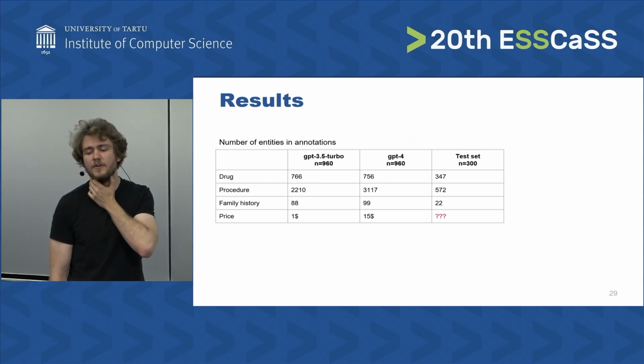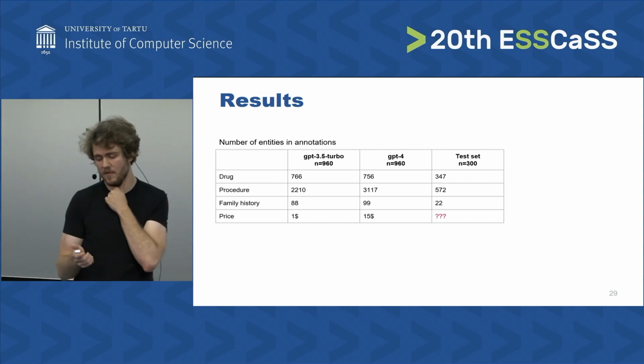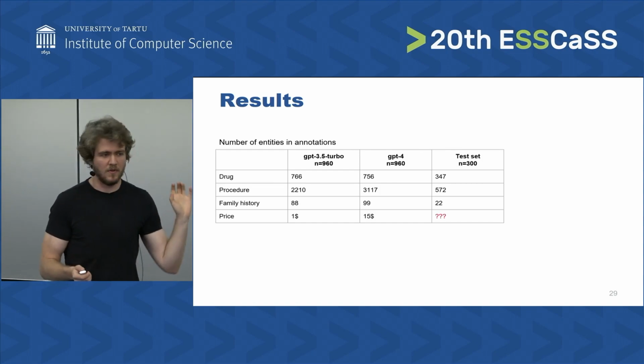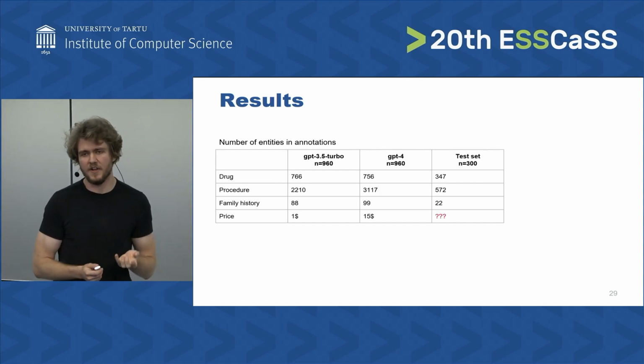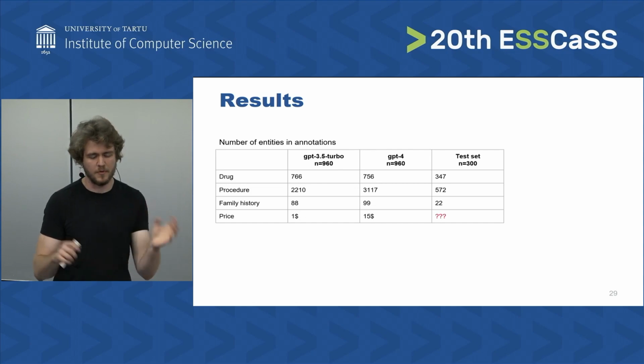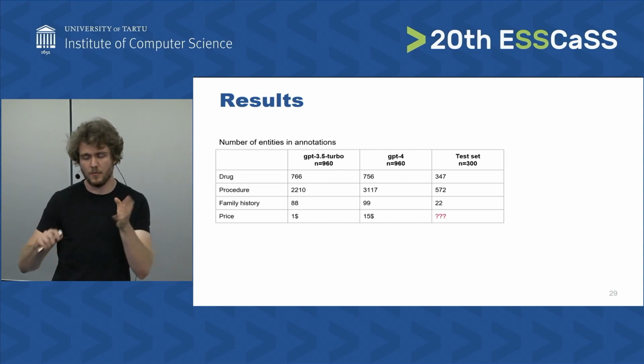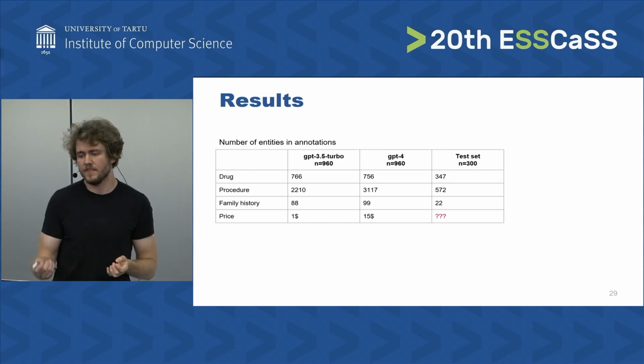First, if we look at the entities in the annotations compared to the test set, one important aspect here, for example, is to help us see if the distribution of the entities is somewhat similar. So the test set was about 3 times smaller than the synthetic data that we generated.